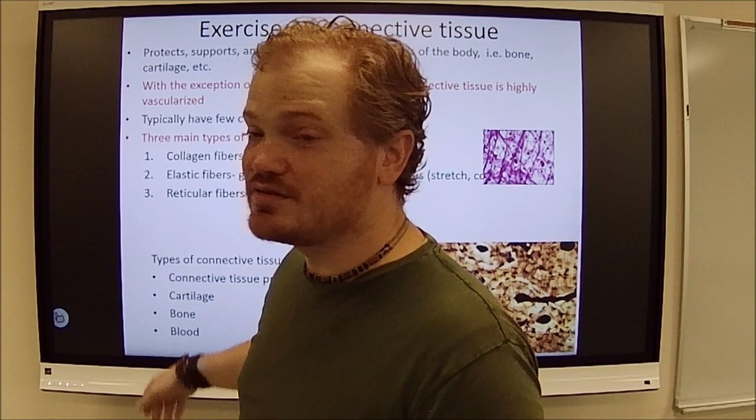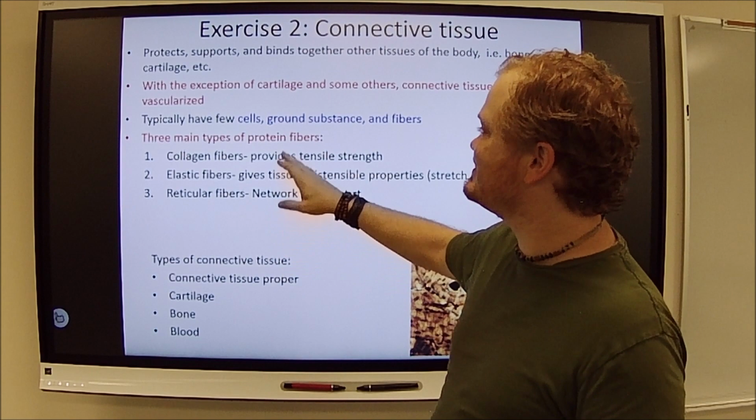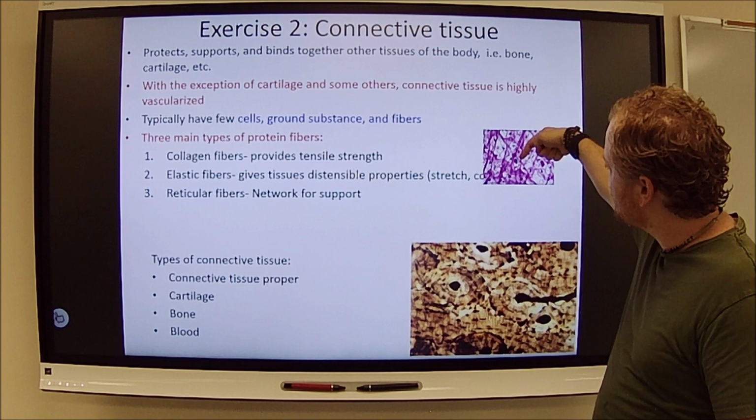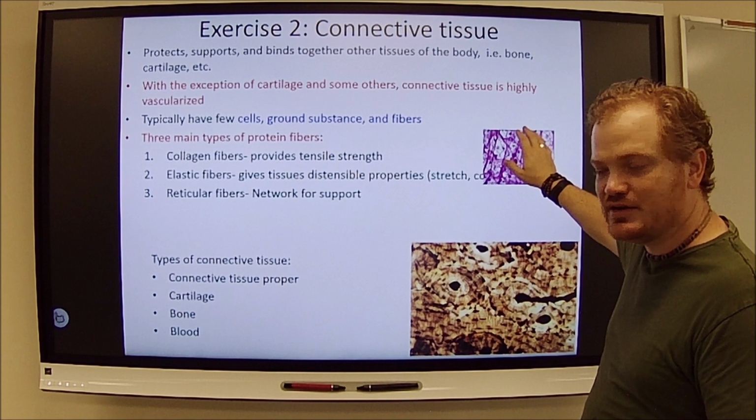And because of that shared lineage, they all display the same basic characteristics, and that is that they have cells, ground substance, and fibers. Cells, ground substance, and fibers. All of them. For instance, here, look at this. Cells, you can see them quite easily. Ground substance here is clear. It is a gel-like interior. And then the fibers are everywhere. You can see fibers all over the place.